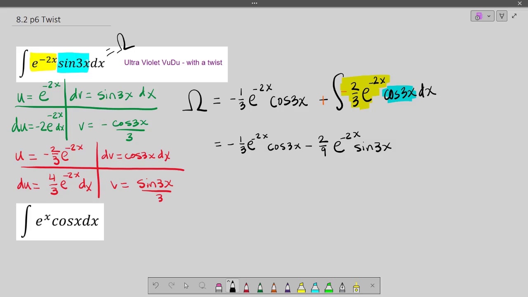Minus the integral of v du. v du is positive. That's cool. We don't have to deal with any sign change. Looks like the constant is 4/9, and then an e to the negative 2x, and then a sine of 3x dx.